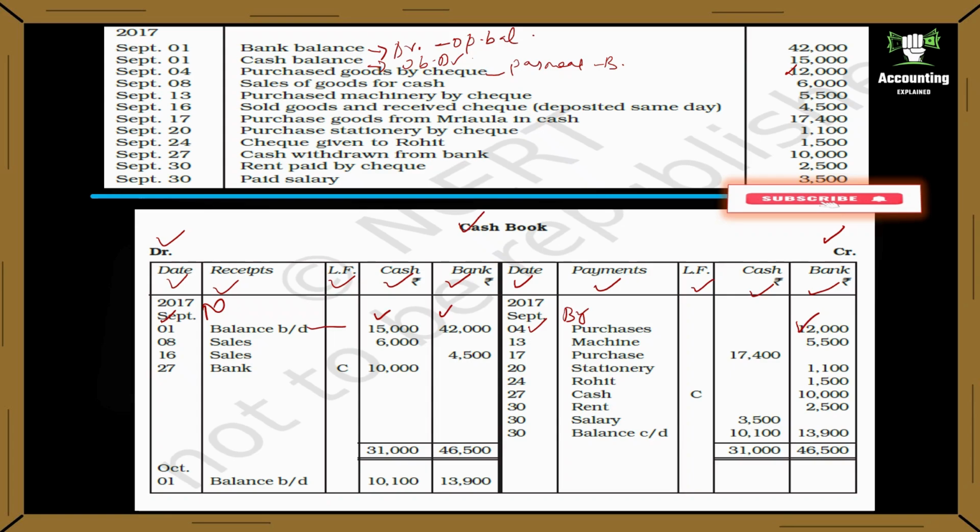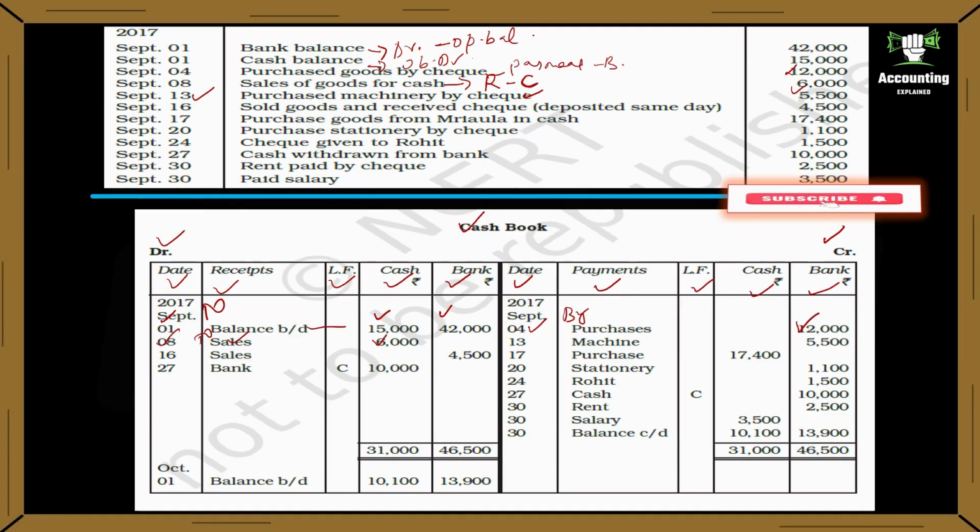Next is sale of goods for cash 6,000 rupees. It should come on the receipts column under the cash column. Okay. So under the receipt side, on September 8th, to sales under the cash column 6,000 rupees. Next, on September 13, purchase machinery by check.